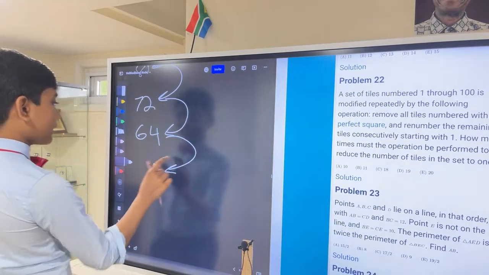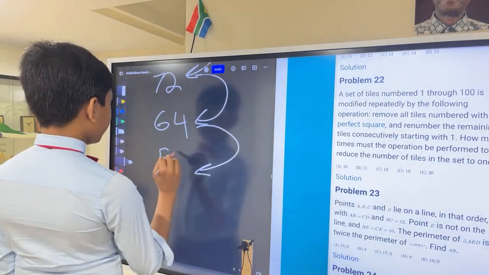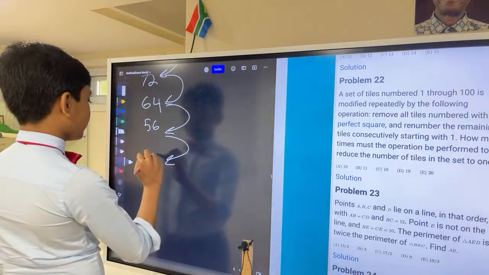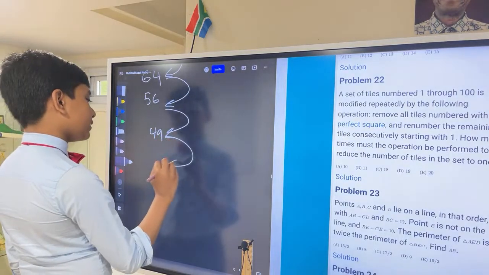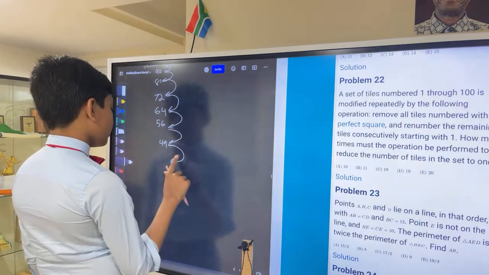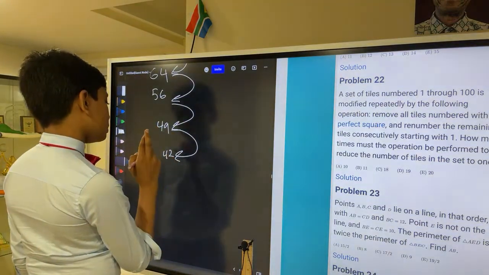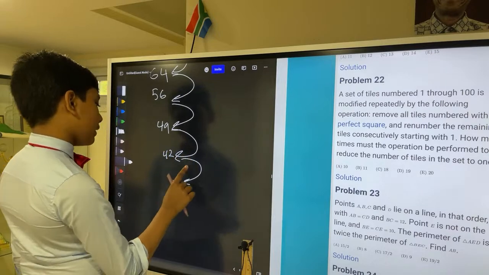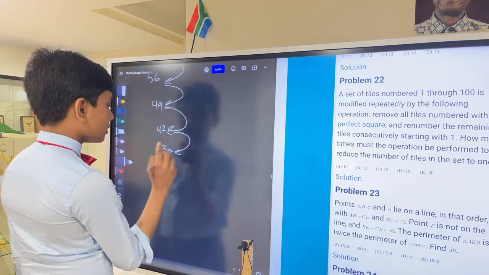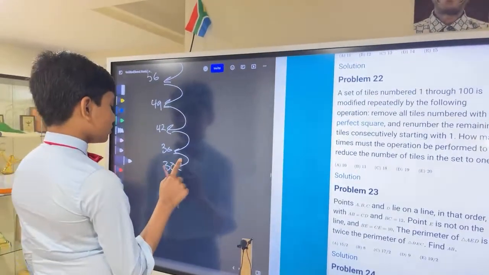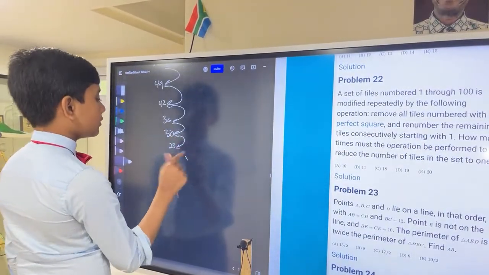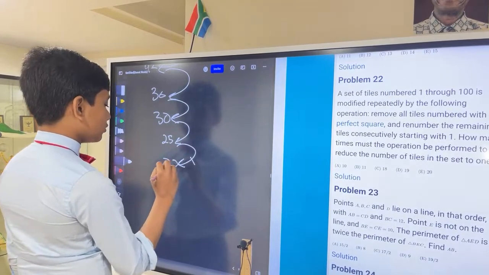Then when we subtract 8 again, we get 56. Then there are only 7 left, so we gotta subtract and we get 49. There are still 7 left, so we have to subtract and get 42. Then there are 6 left, so we have to get 36. And then there are 6 left, so we have to get 30, at which point there are 5 left, so we go to 25. There are still 5 left, so we go to 20.